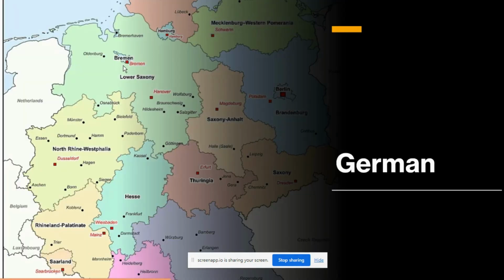See over here, this is the map of Germany and the capital of Germany is Berlin, and in German it is known as Berlin, just that the pronunciation is changed, the spelling remains the same.